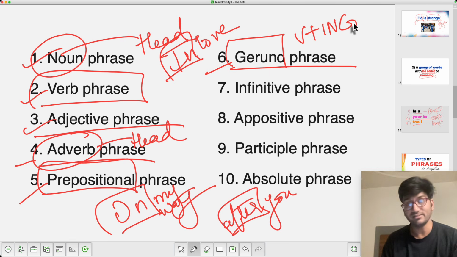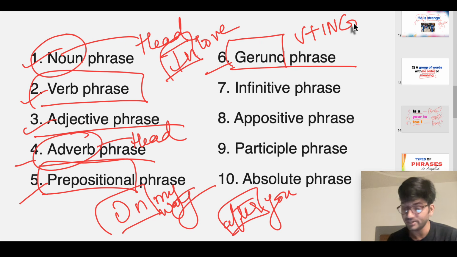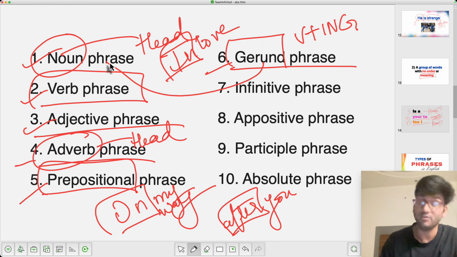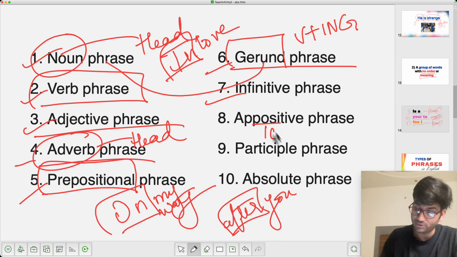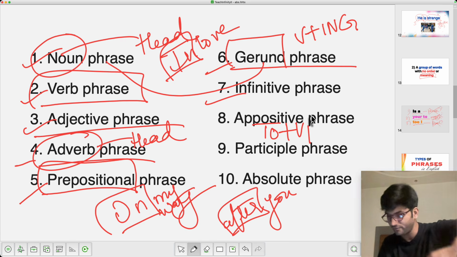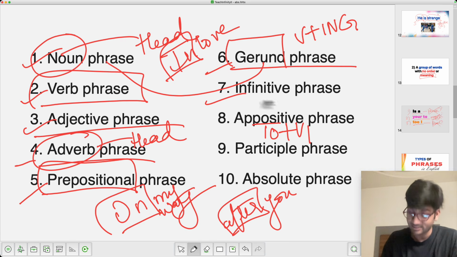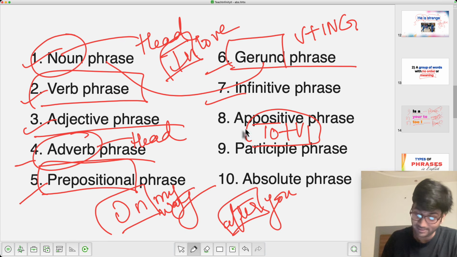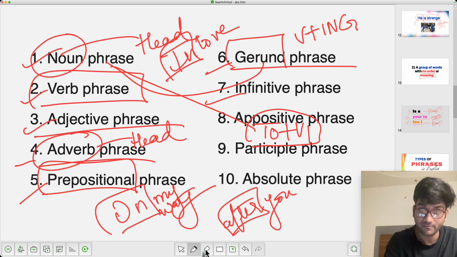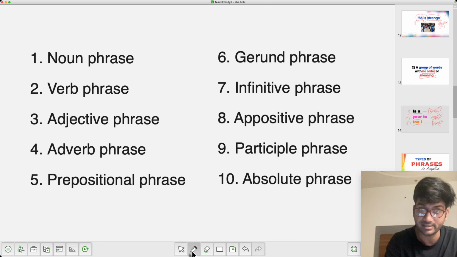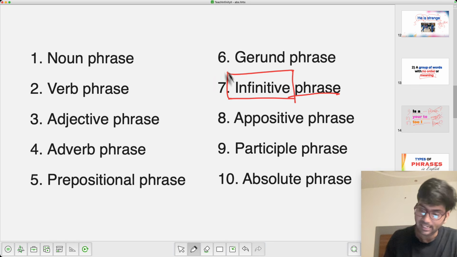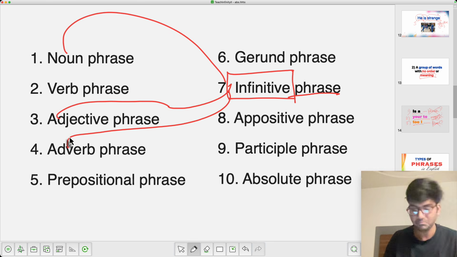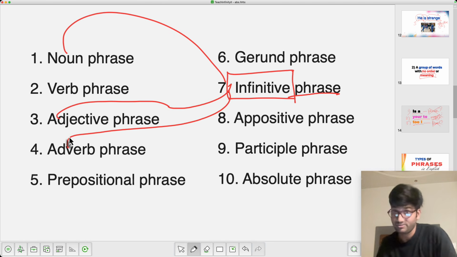A gerund phrase starts with a gerund, and it functions as a noun in a sentence, so it is one of the noun phrases. Then the infinitive phrase. An infinitive phrase starts with an infinitive, which is "to" plus the base form of a verb. There are different forms of infinitives. An infinitive phrase starts with an infinitive, and it can function as a noun, an adjective, or an adverb in a sentence.